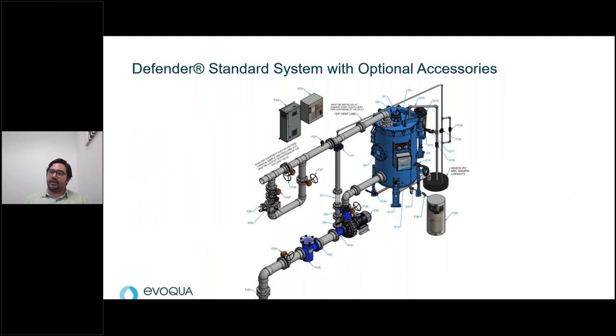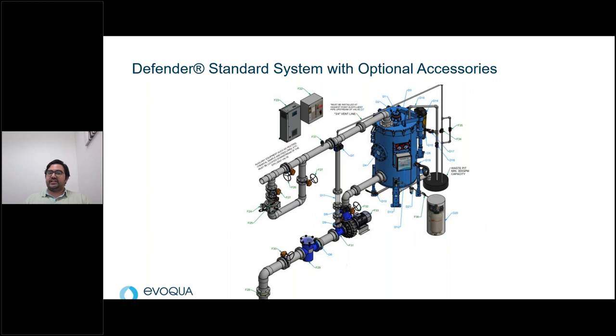So this is how a typical Defender system looks. You can see over there, there's the tank. The system requires an air compressor to do the bumping process. On top of the tank, there's actually a tire tube that will inflate to move the tubes up and down. Therefore, the perlite can dissolve into the water for the regeneration process.